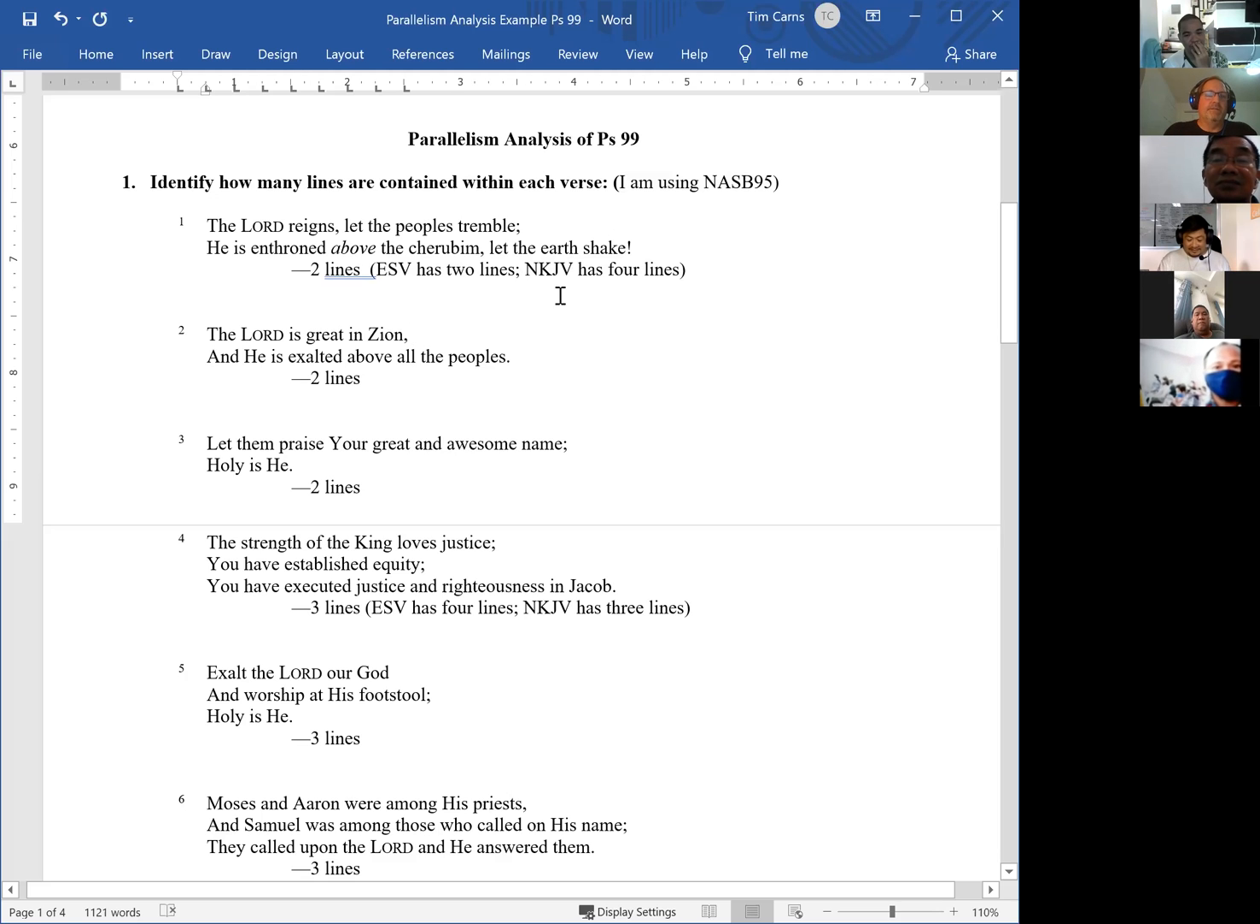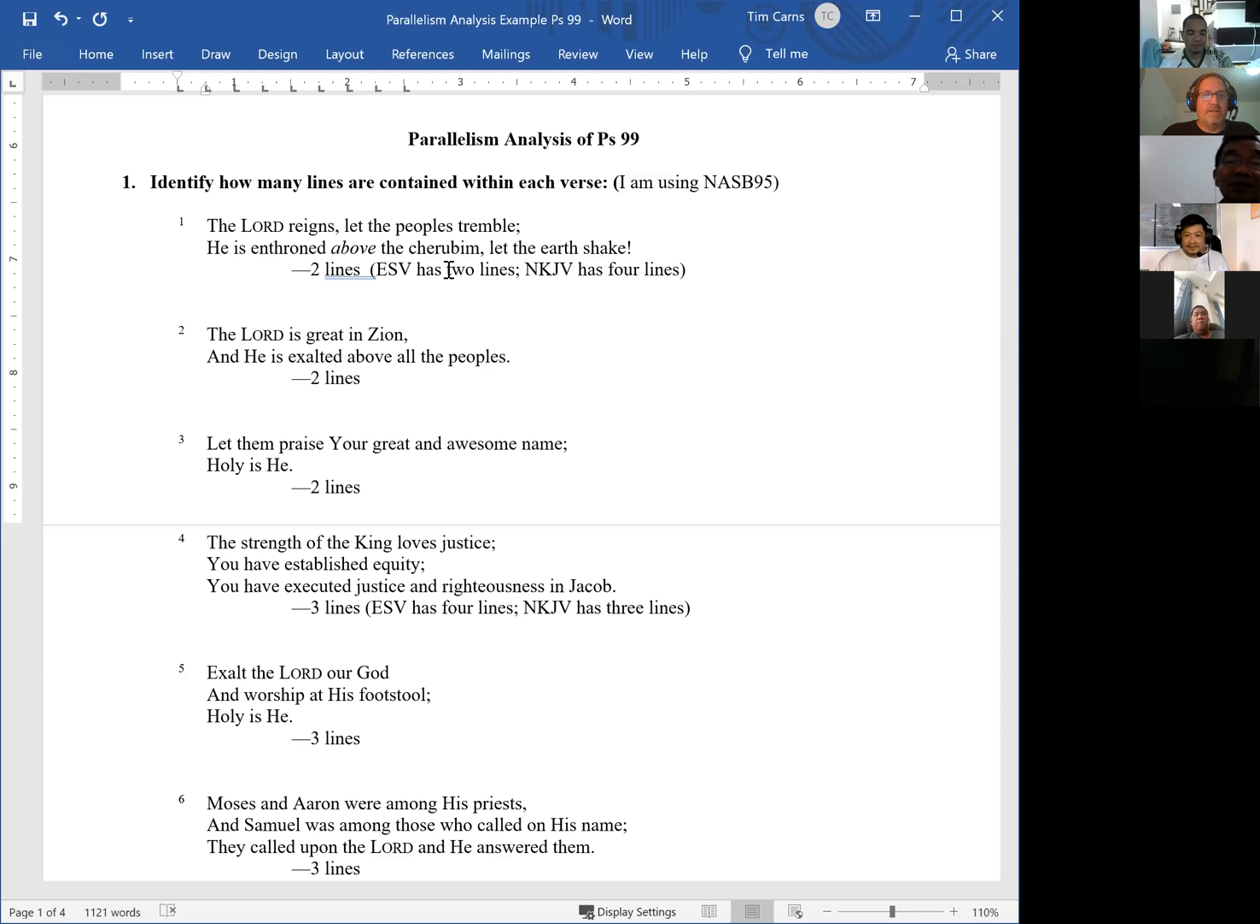Now notice in verse 1, when I checked the other translations, I found that the New King James had 4 lines in this first verse, but the ESV also had 2, so I went with the 2 lines, okay? Now, if the ESV had said 4, then I would have gone with the ESV and New King James in terms of the number of lines. But ESV and New American Standard agreed, so I stayed with that.